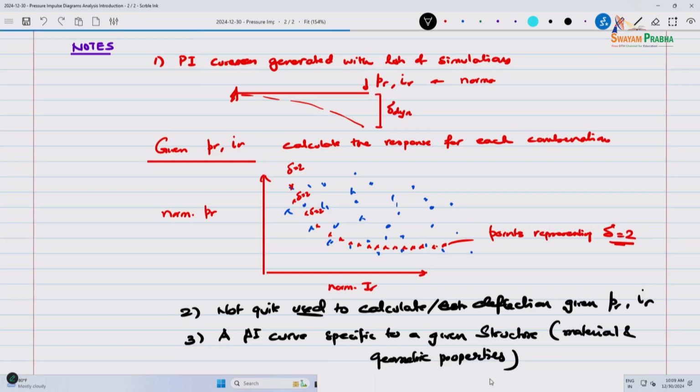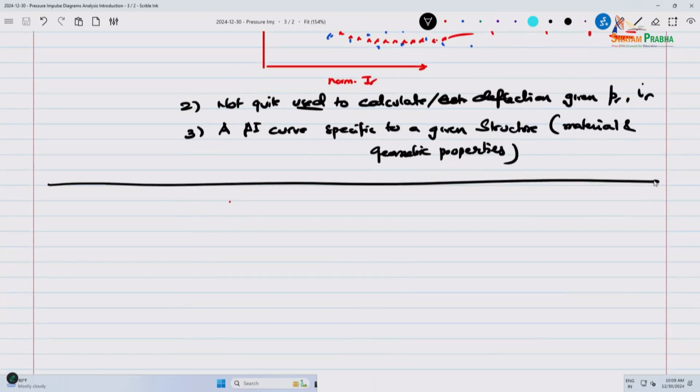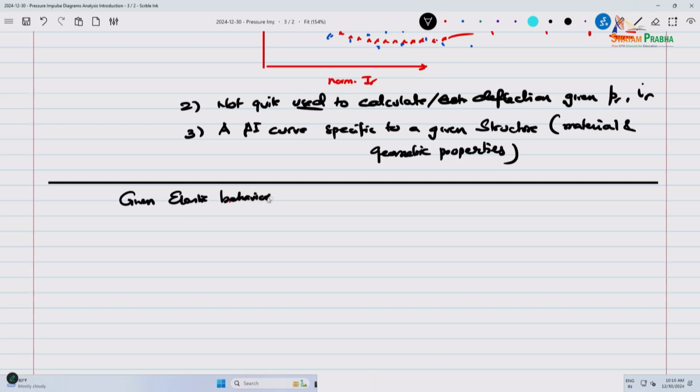So the next one I've talked about, but maybe we'll just give it a number anyway. So for example, let's say you're given an elastic behavior and K is equal to 20 kips per inch and W by G, which is mass, is 12.5 pound second square per inch.